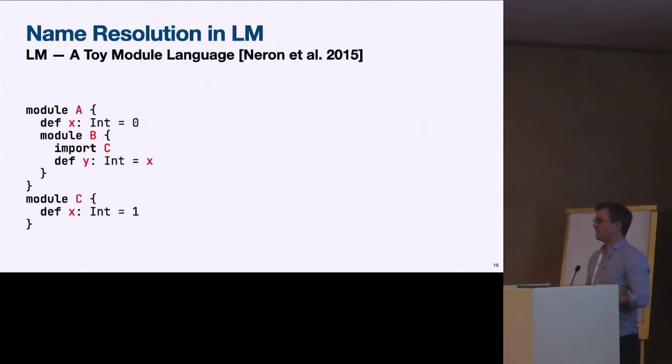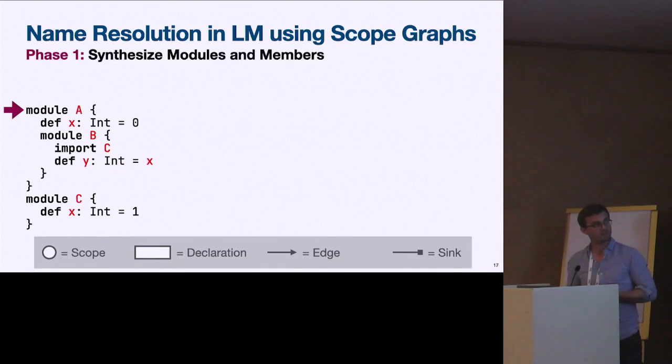To give you a flavor of this, I'll change the object language that we use. Here I have the same program as before, but now in a module language. I have a module A that binds a field X, a module B that imports C. I have a field Y that references an X, which could either reference the X from the lexical context, or it could reference the X that comes from the import, exactly as before. The framework that we provide in the paper is based on scope graphs.